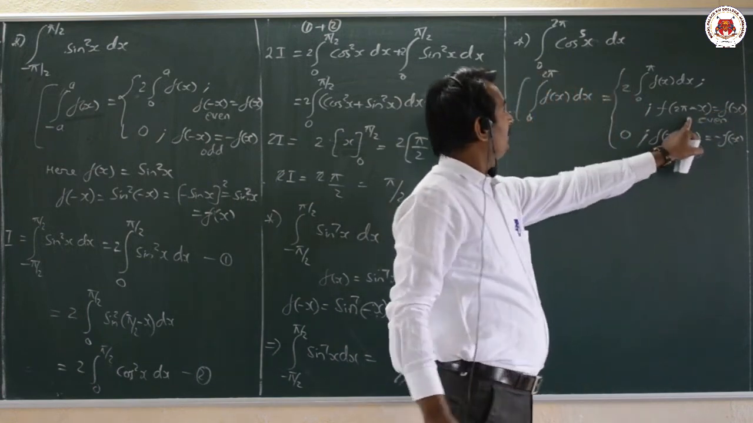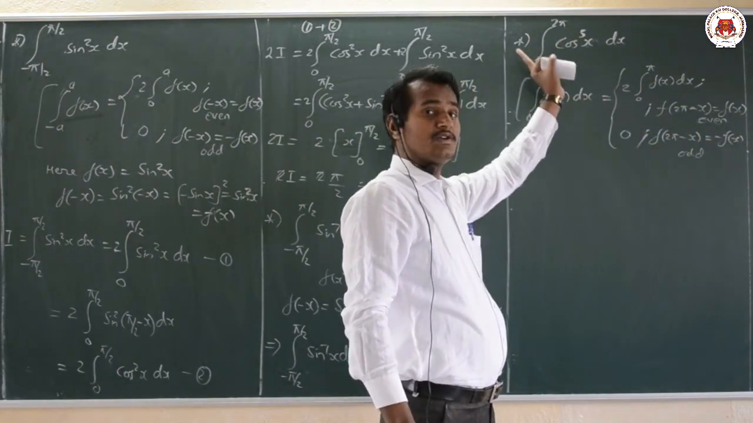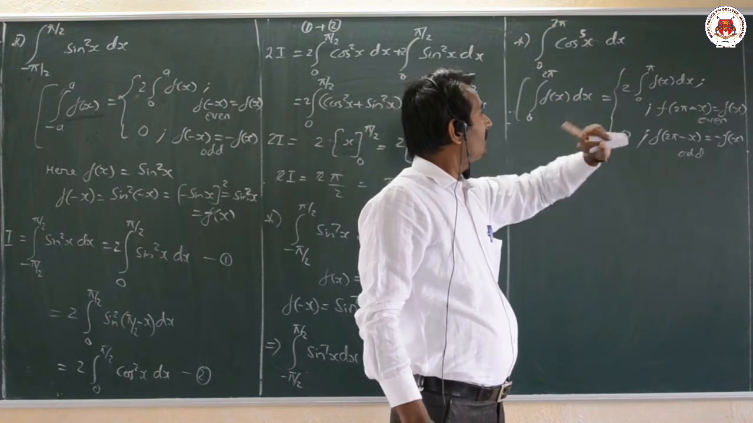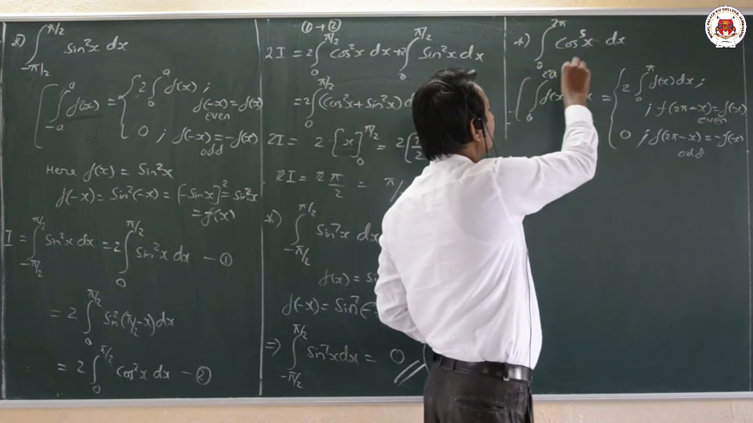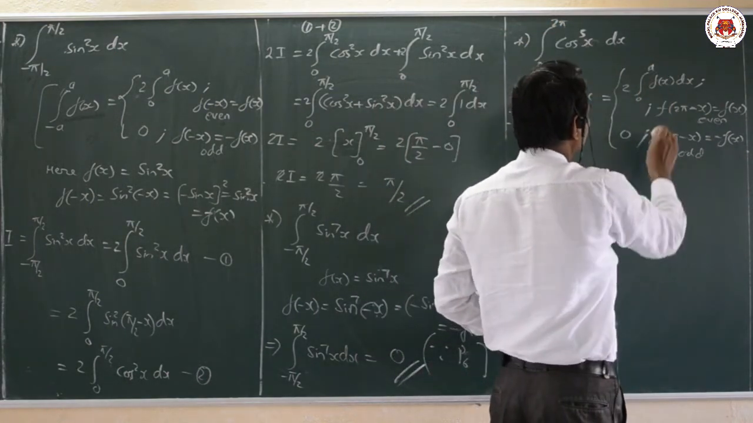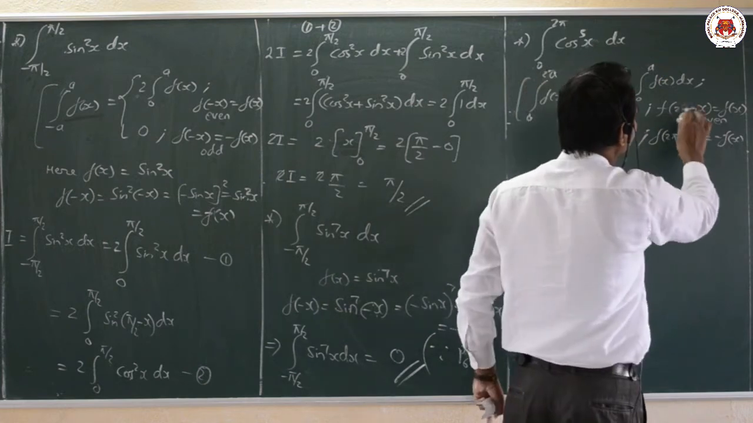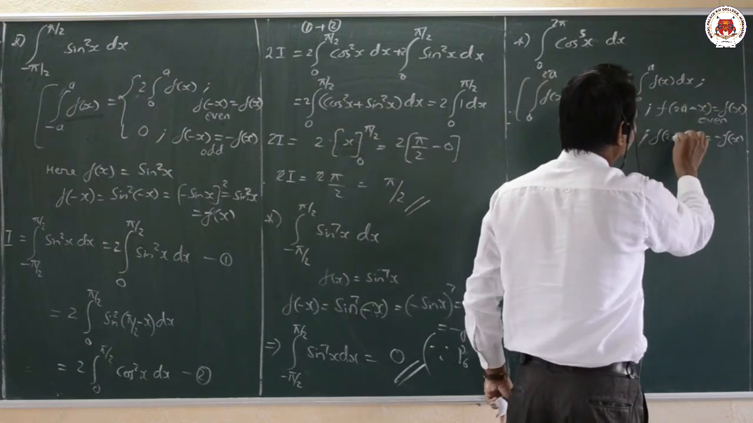Whenever the interval is 0 to 2 pi, or 0 to 2a, I can write in general that it is a 2a interval. Okay, in general that is the derivation, that is 2a only. I will take here 2a.